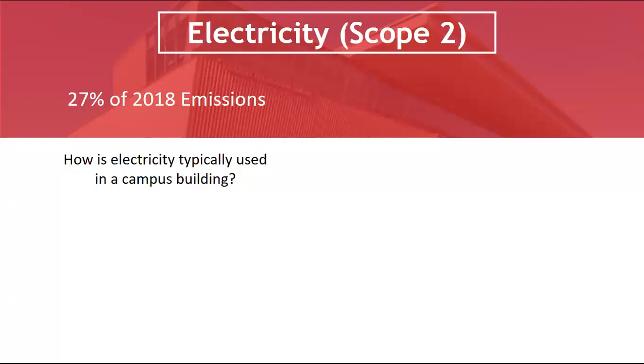Scope 2 emissions make up about 27% of our total emissions. Another question for the group, if you want to go ahead and type into that chat window, how do you think electricity is typically used in a campus building? I'll give you a hint here. We have lighting, plug loads, and HVAC. Which one of those is the highest consumer of electricity in our buildings? Again, the categories being lighting, plug loads, and HVAC.